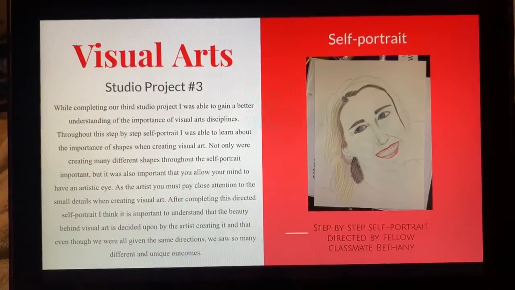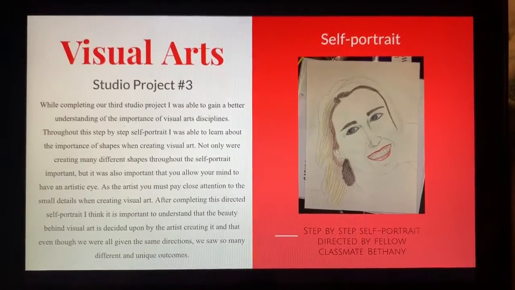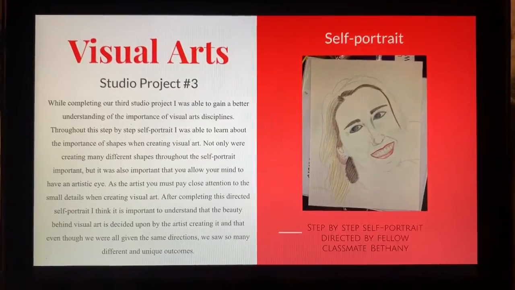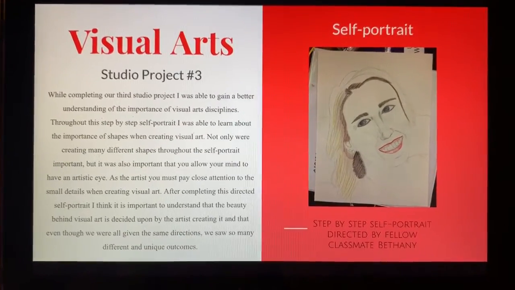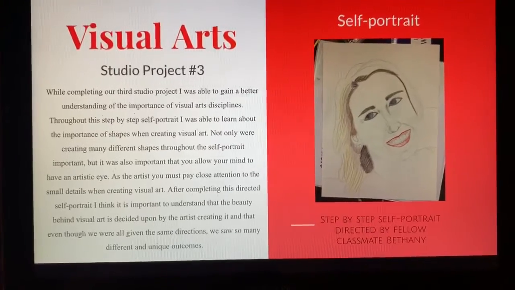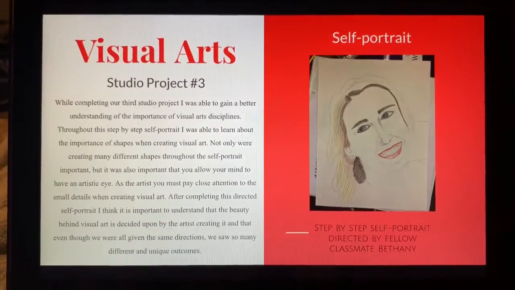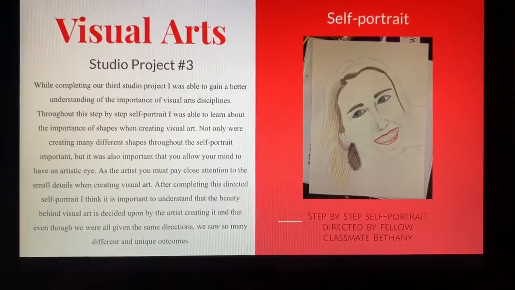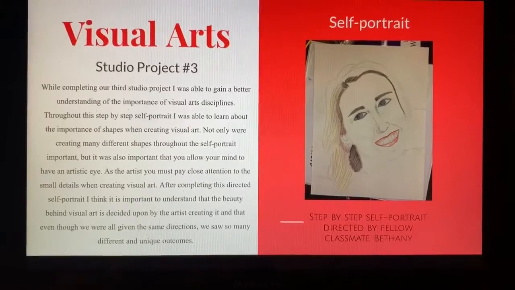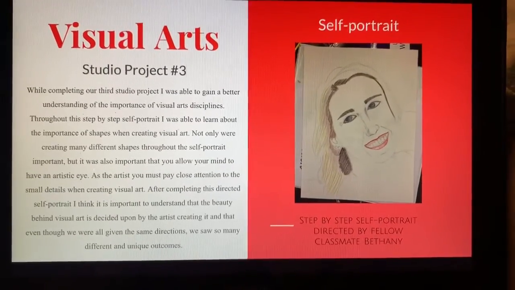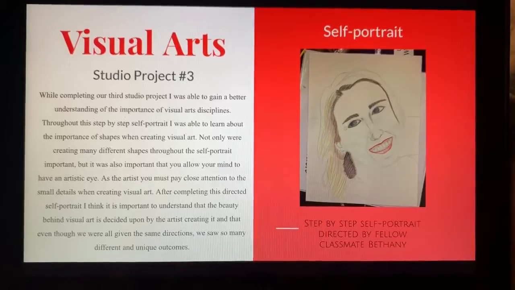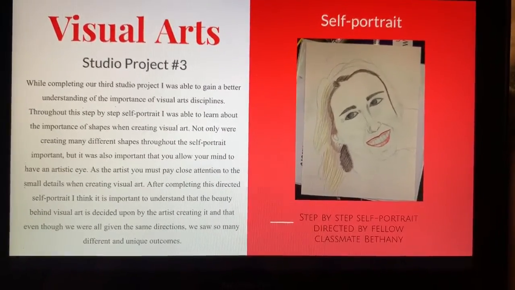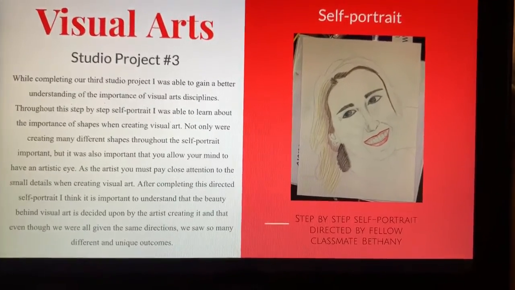Visual arts is the next arts discipline, and I used studio project number 3, which is the self-portrait, which was led by Bethany. And while completing this studio project, I was able to gain a better understanding of the importance of visual arts. By doing this step-by-step self-portrait, I was able to learn about the importance of shapes when creating visual arts and how each portion of this self-portrait had really important shapes that made it come to life.